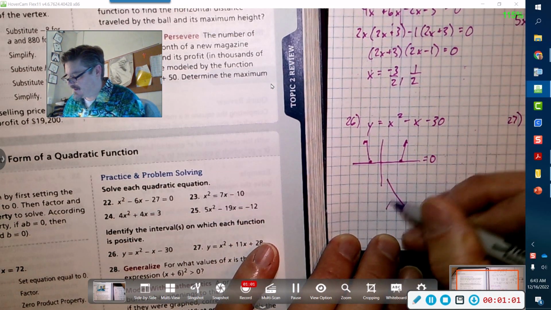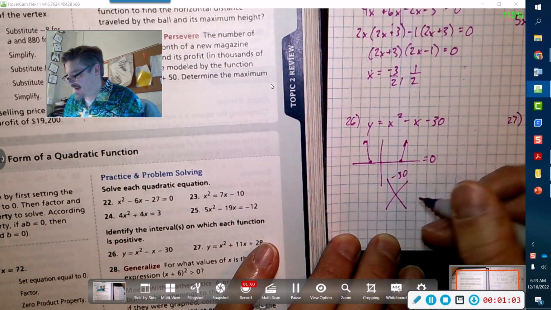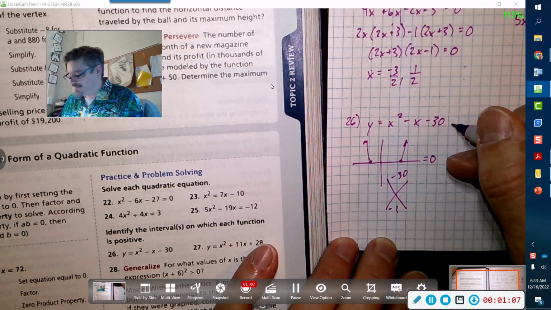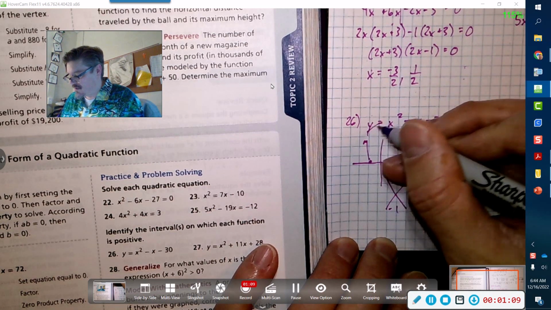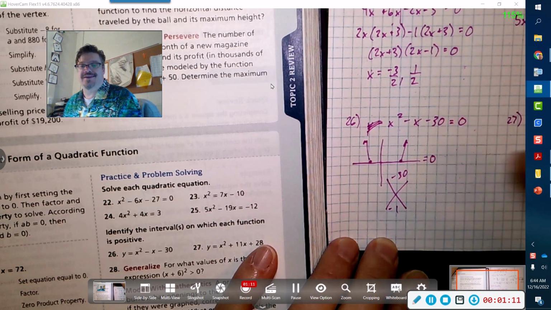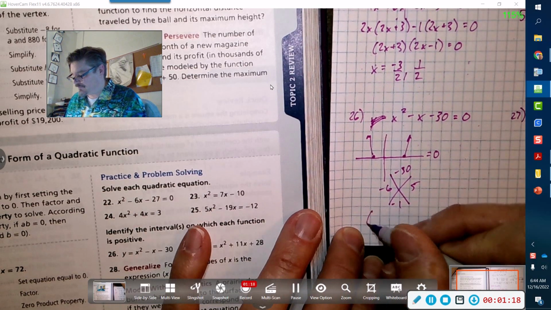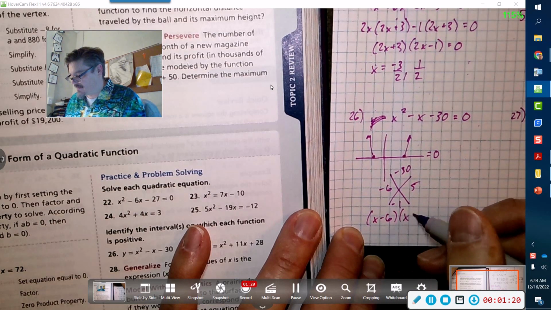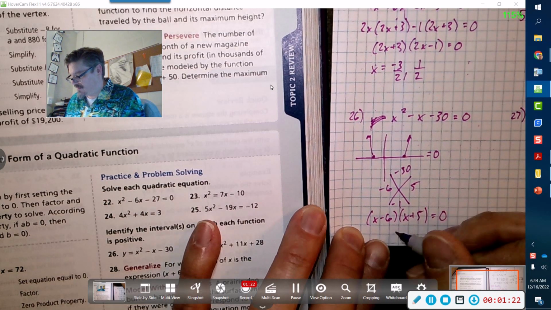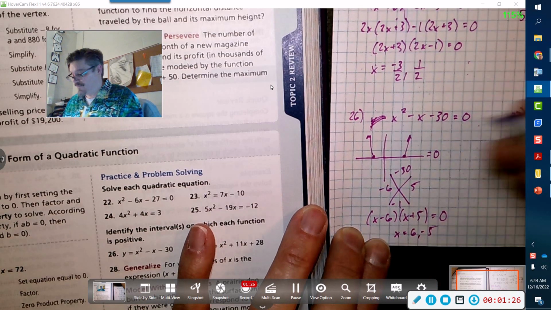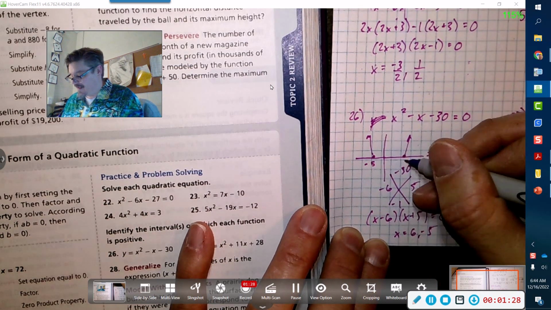I want to find factors of negative 30 that add up to negative 1, because I'm setting that guy equal to 0 to figure out where he hits the x-axis. That's going to be a negative 6 and a positive 5. So (x minus 6)(x plus 5) equals 0. Therefore x equals 6 and negative 5. So it looks like right here is negative 5, and that's 6.